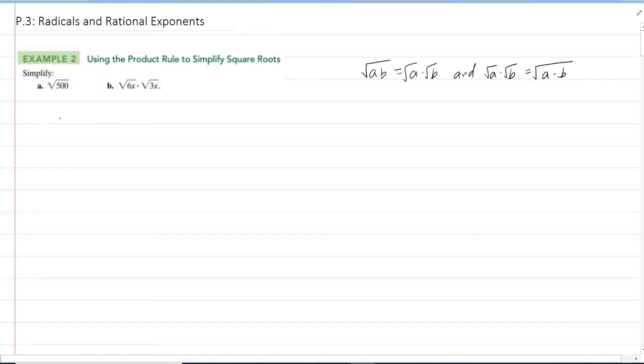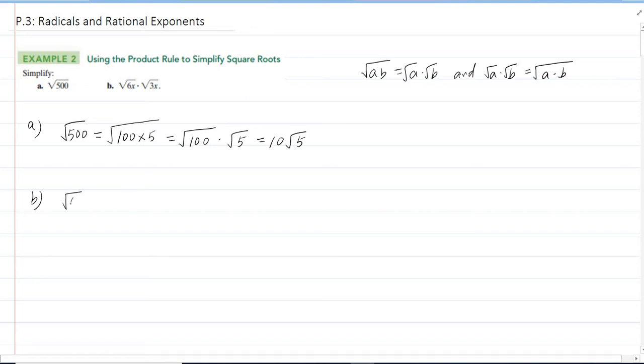So we're going to start with part A, square root of 500. I can rewrite this as square root of 100 multiply 5. Okay, and then what I can do is I'm going to split this apart: square root of 100 multiply square root of 5. So I can simplify this as 10 square root of 5. So let's go ahead and work on part B.